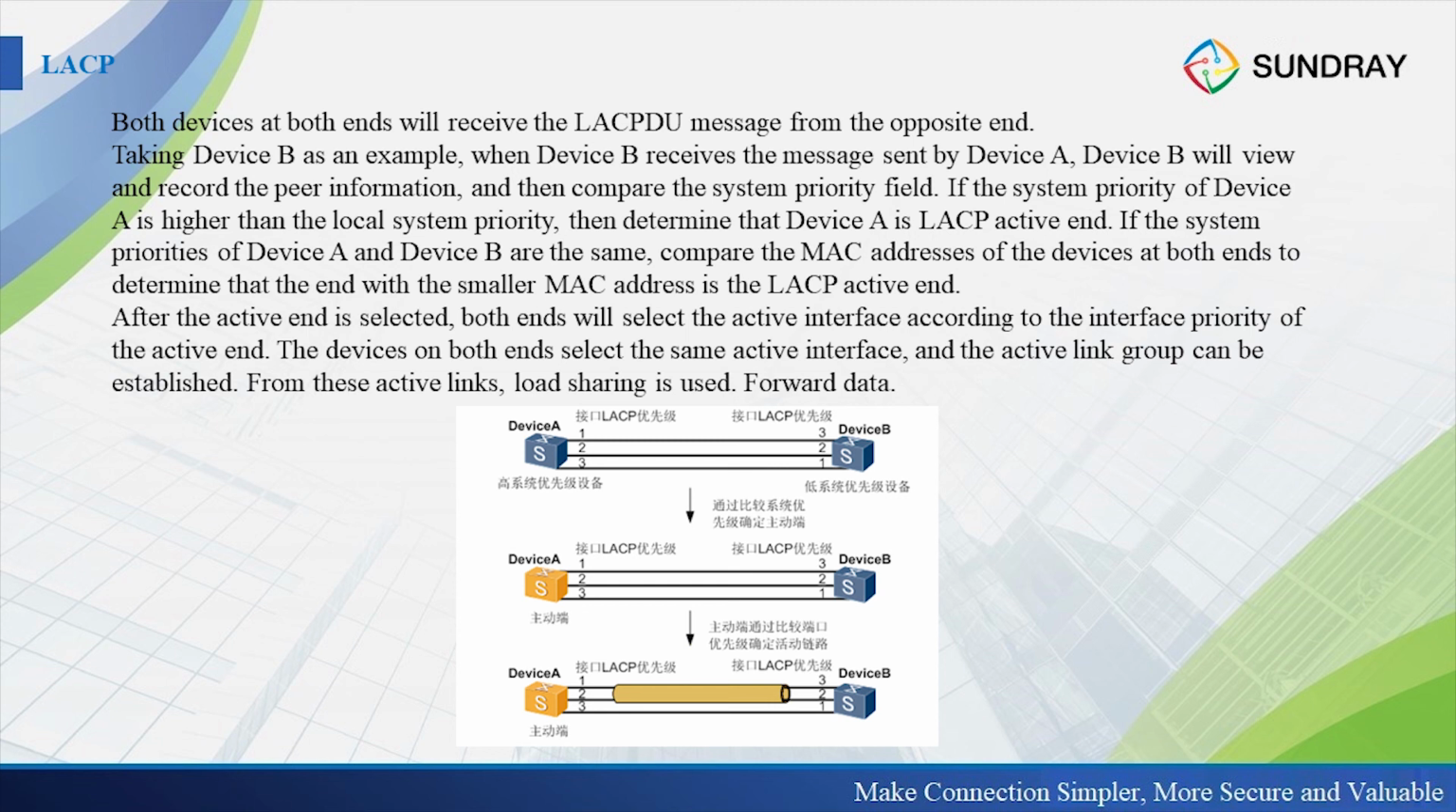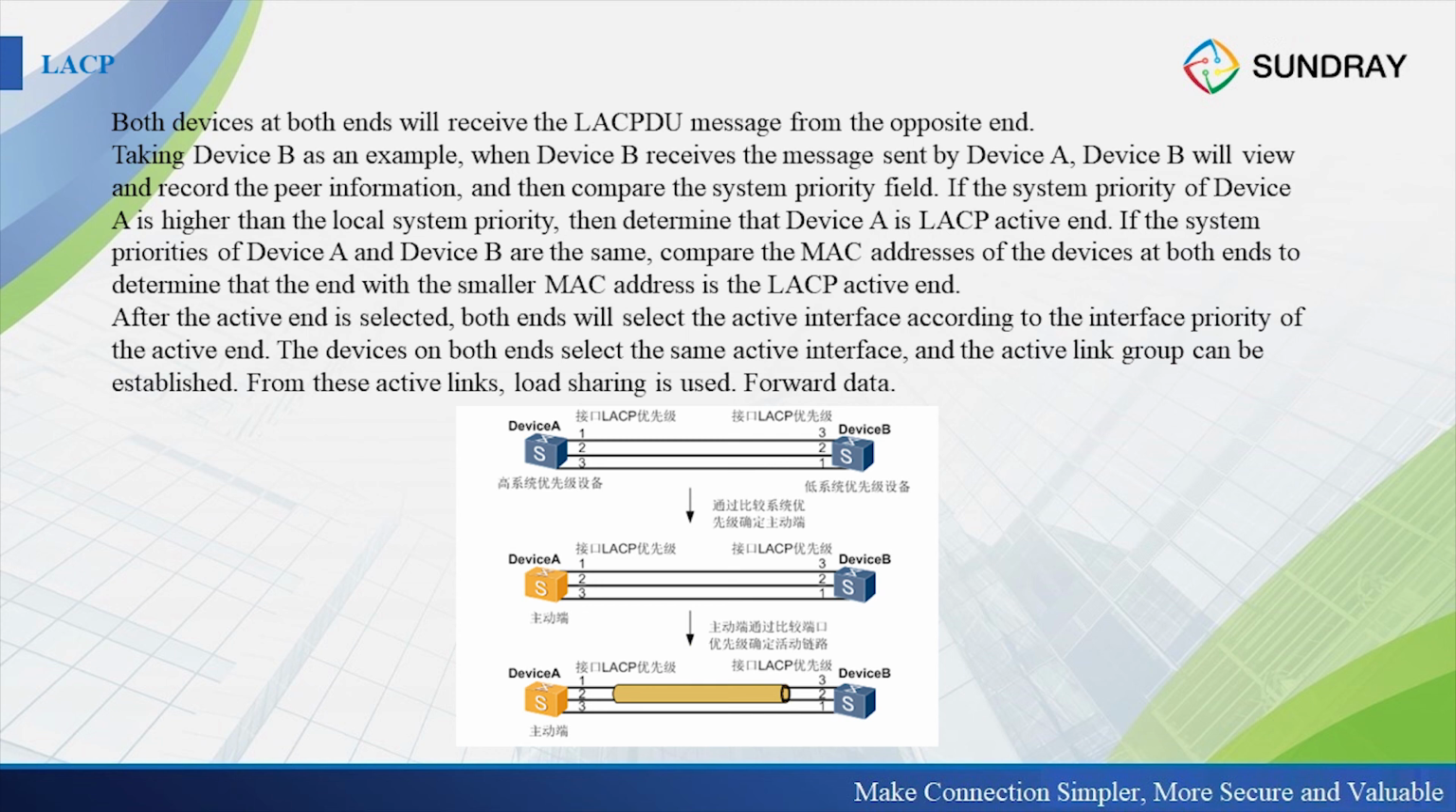And then after the active end is selected, both ends will select the active interfaces according to the interface priority of the active end. The devices on both ends select the same active interfaces, and the active link group can be established. After this, for the active links, load sharing is used to forward the data.